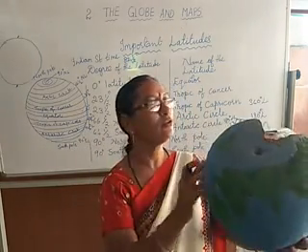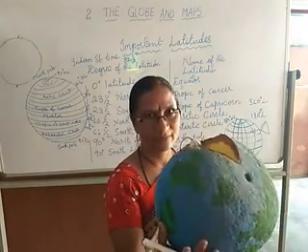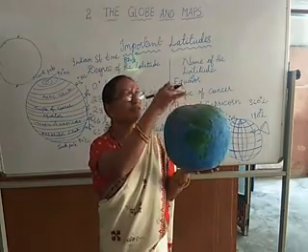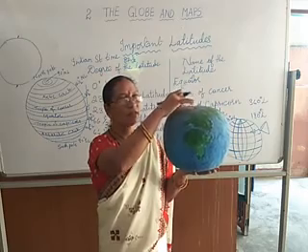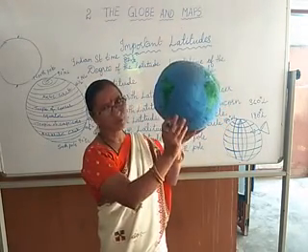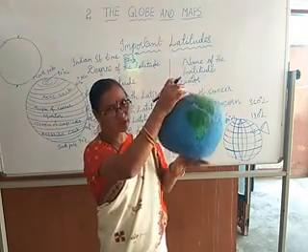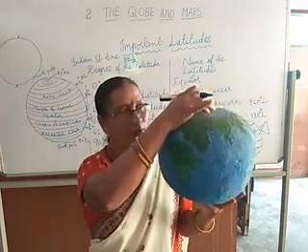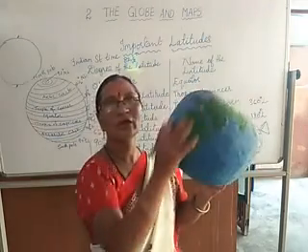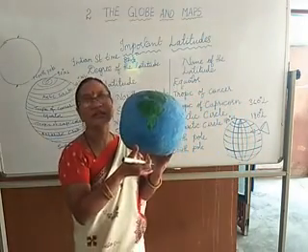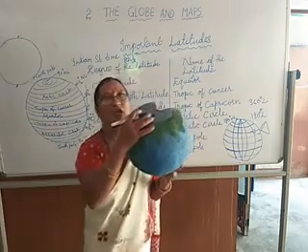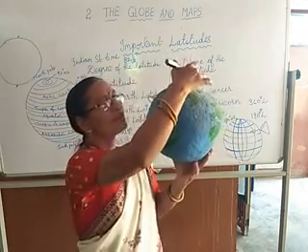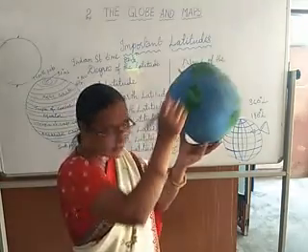The globe has two ends. The top of the globe is one end and the bottom of the globe is one more end. These two ends are called poles. The top of the globe is called the north pole and the bottom of the globe is called the south pole. These two poles are connected with an imaginary line passing through the center of the globe, called the axis.